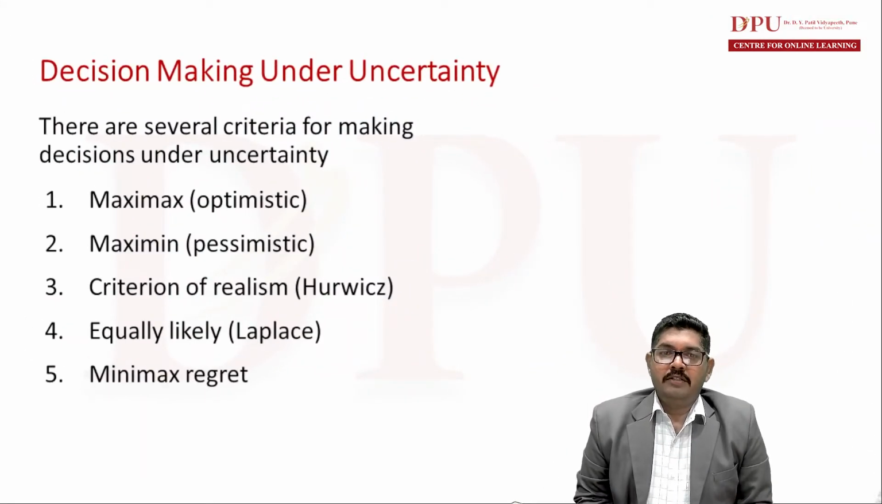Decision making under uncertainty. There are 5 tools we are going to learn under this. So there are several criteria for making decisions under uncertainty. The criteria are maximax, which is the optimistic approach. Then maximin, which is the pessimistic approach. Then there is the criterion of realism, known as the Hurwitz criterion. Then the equally likely criterion, which is the Laplace criterion. Then minimax regret. We are going to discuss and learn all of them one by one.